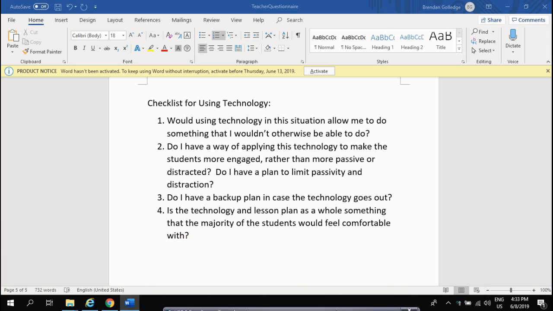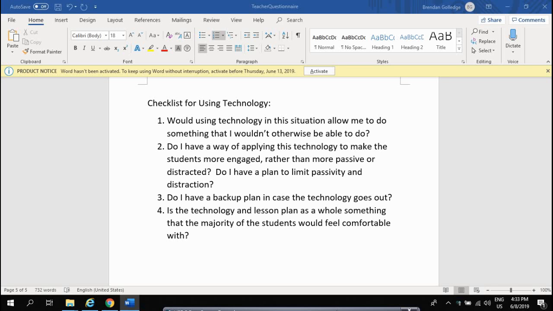Okay, a common idea that I got from talking to both Deb and Cindy is that they view technology as a tool rather than a replacement for their regular teaching methods. So the first thing on the checklist that I'm supposed to make, this checklist is supposed to be something I use for myself to decide how to use technology in the classroom when I am teaching. And so the first thing on the list is, would using the technology in this situation allow me to do something that I wouldn't otherwise be able to do?